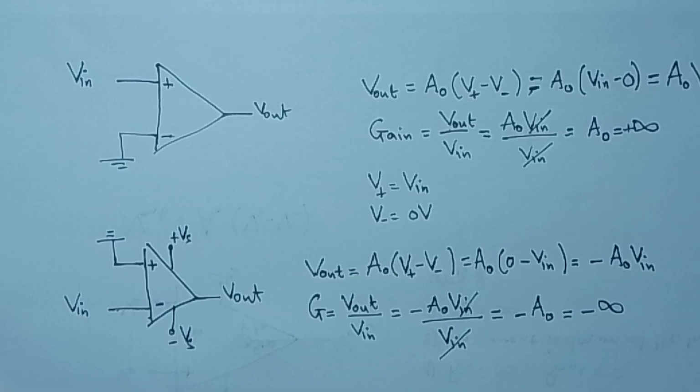So the exact value of the output voltage is slightly below and above the positive and negative supply voltages respectively. These maximum output voltages are called the positive and negative saturations that we will see in the next video.